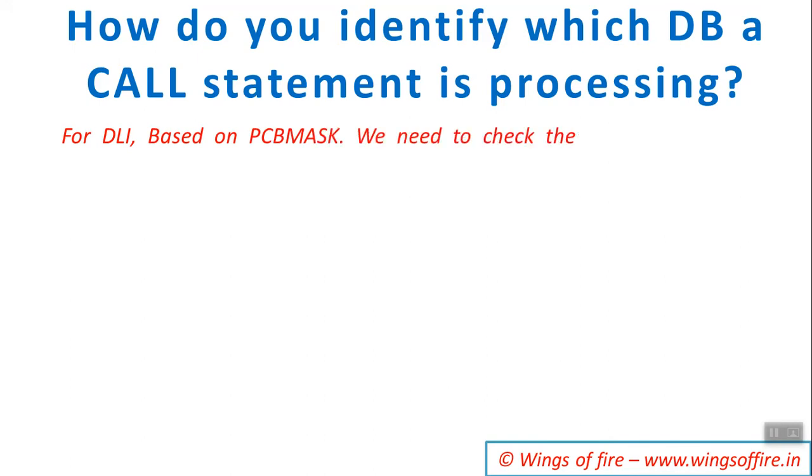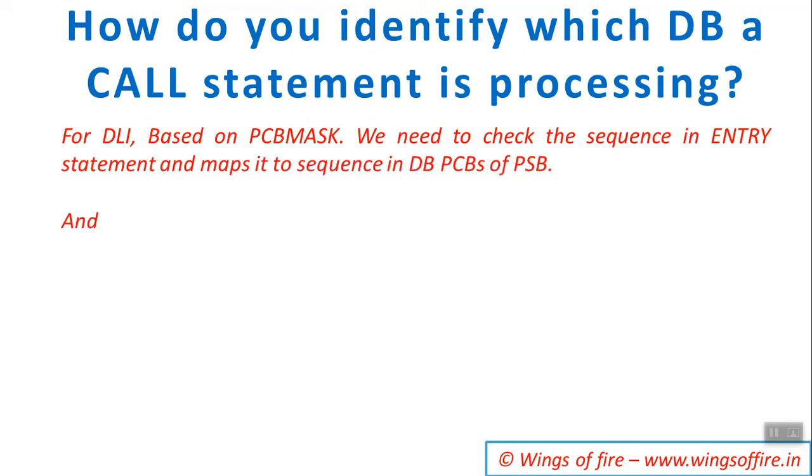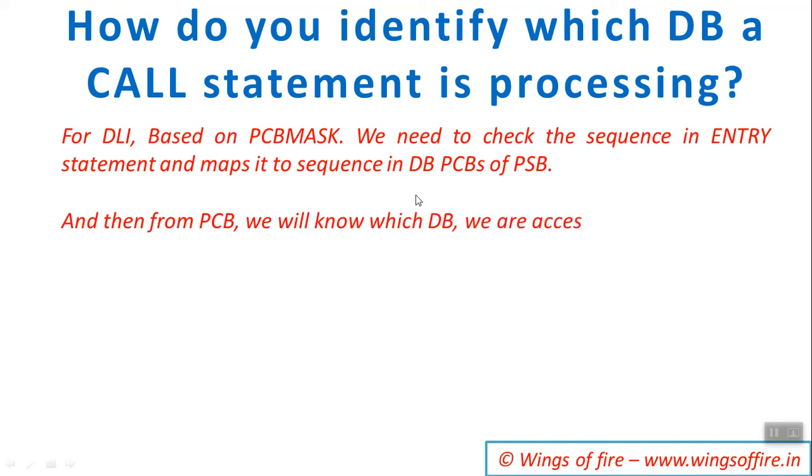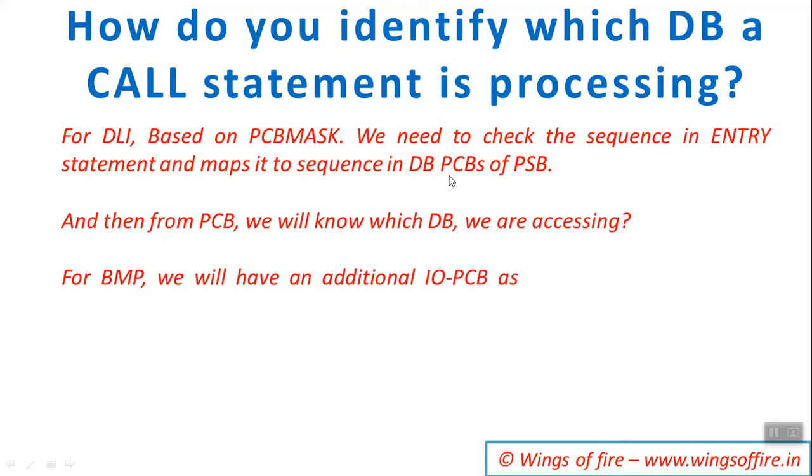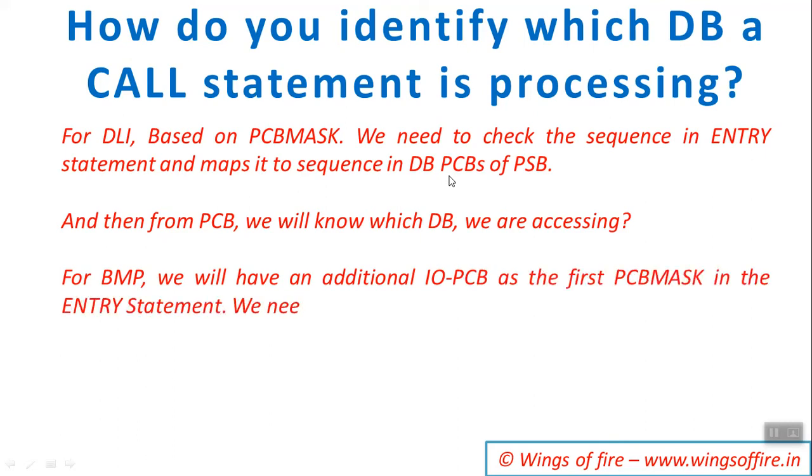So for DLI, based on the PCB mask, we need to check the sequence in the entry statement and map it to the sequence of DB PCBs in the PSB. Here I have mentioned very clearly database PCBs. There could be database and TP PCBs also in online. Remember for BMP, there will be an additional PCB mask, which is the IO PCB mask, which is implied. It is present only in the program, but not in the PSB.